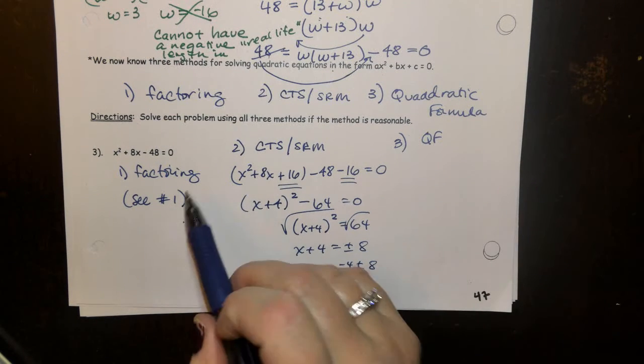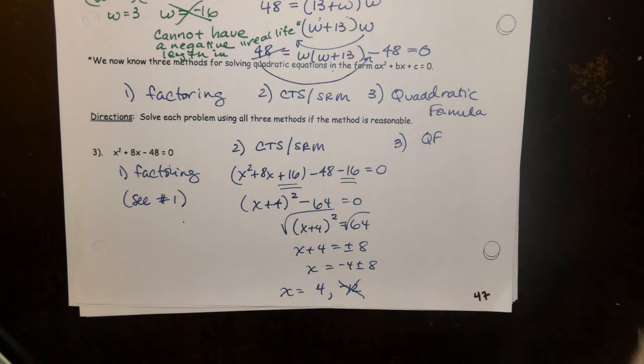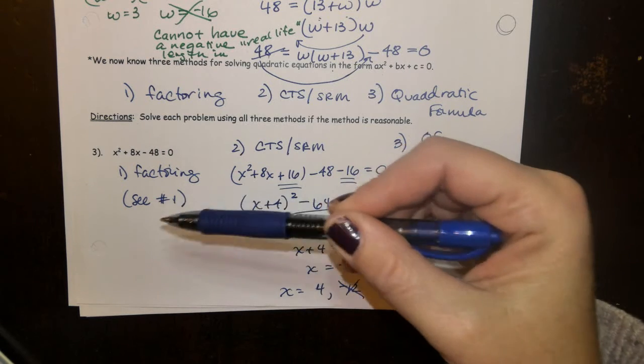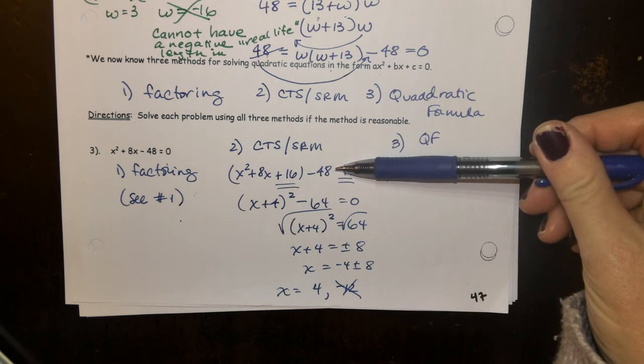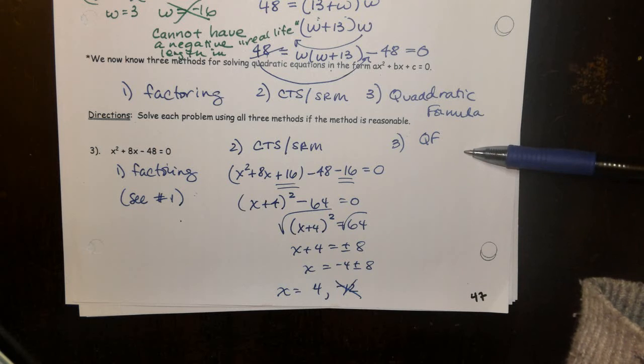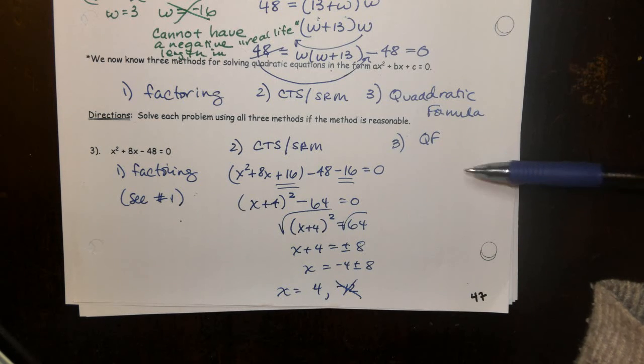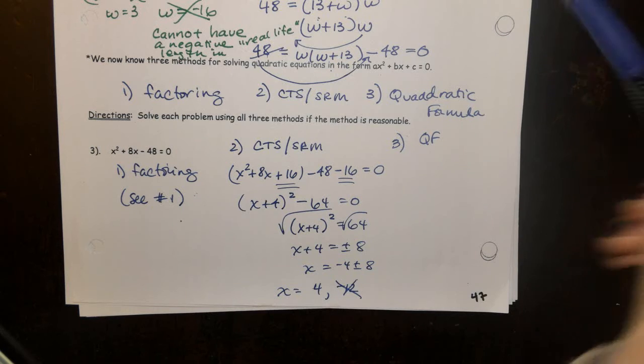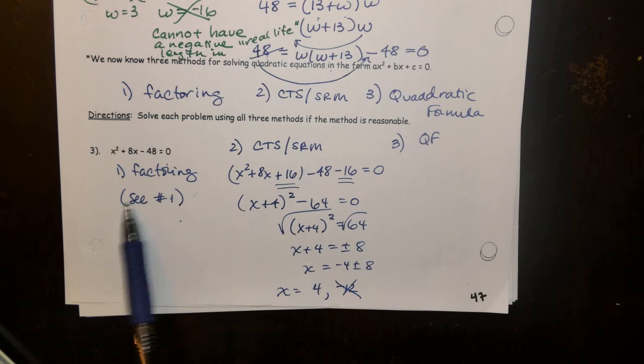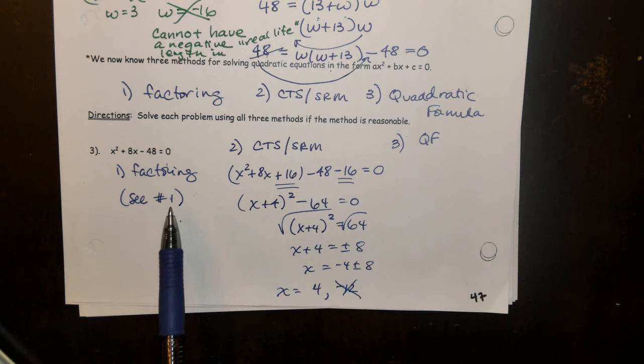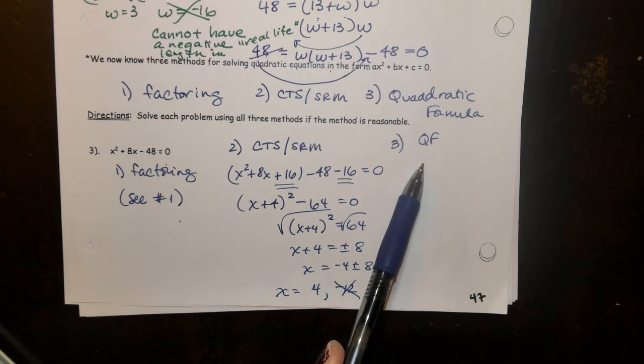Now some of you are like, this is way faster, Mrs. Buck. Again, it is, if that's easy for you. If that's easy for you, do it that way. If you have a quadratic formula program, then do it that way. Or this works every single solitary time. Factoring only works with rationals and when it's factorable. Okay, this will work every time.